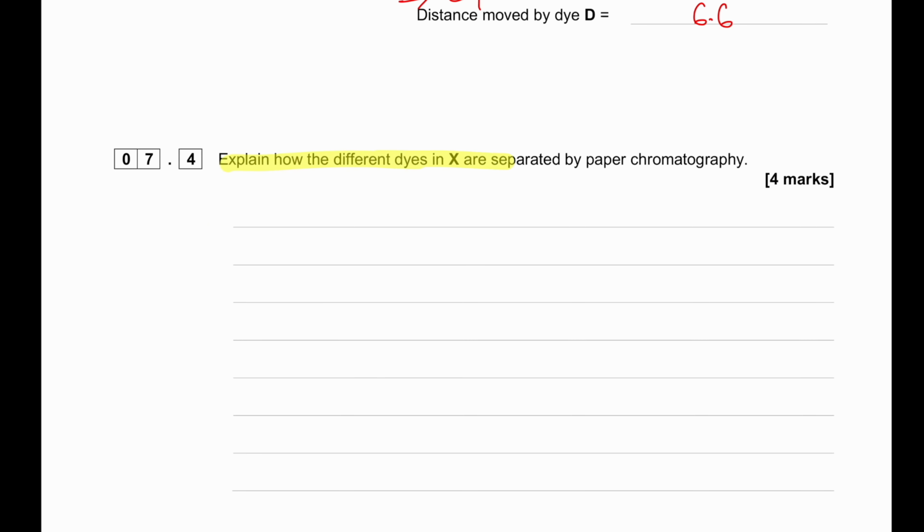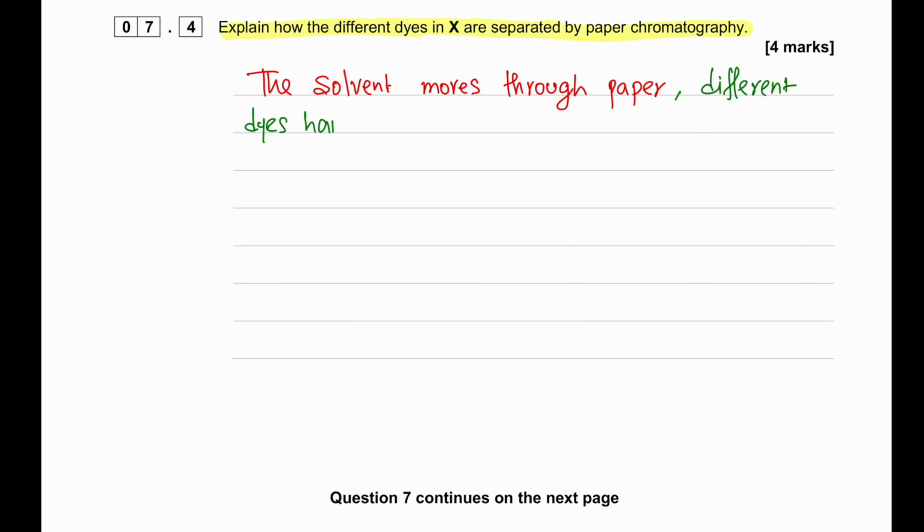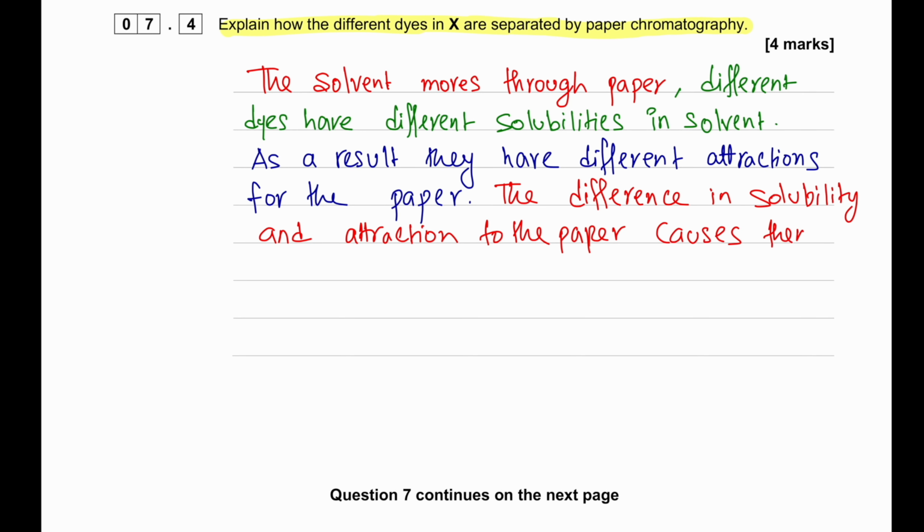Explain how the different dyes in X are separated by chromatography paper. The solvent moves through the paper. Different dyes have different solubilities in the solvent, and as a result, different attraction for the paper. And because they have different attraction for the paper and different attraction for the solvent, they are carried different distances on the paper.